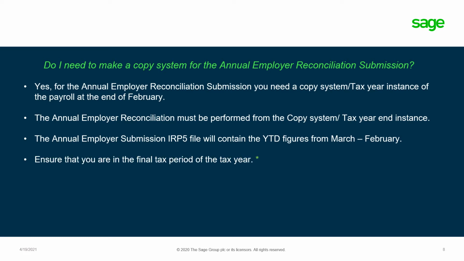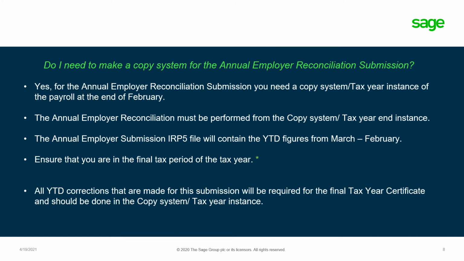Ensure that you are in the final tax period of the tax year. You can also confirm on the Basic Company Information screen. Click the Period Information button and confirm that the tax year end tick is activated. All year-to-date corrections that are made for the submission will be required for the final tax certificates and should be done in the copy system or tax year end instance.